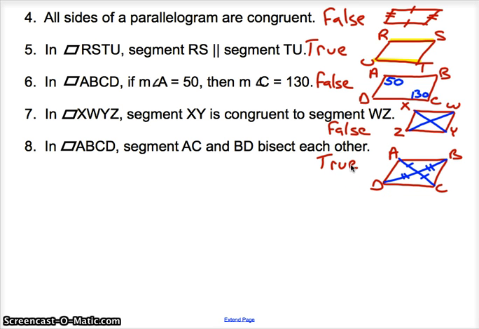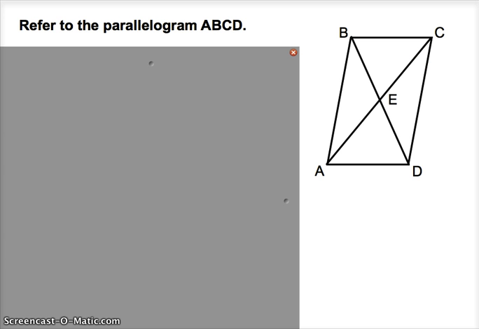So to recap, the biggest thing we know is opposite sides are parallel, opposite sides are congruent, opposite angles are congruent, and diagonals bisect each other. Looking at the parallelogram to the right, parallelogram ABCD. Before I even look at any of the questions, if they are telling me it's a parallelogram, the first thing I know is BC is parallel to AD, segment AB is going to be parallel to segment DC. All right, now let's see what they have for us.